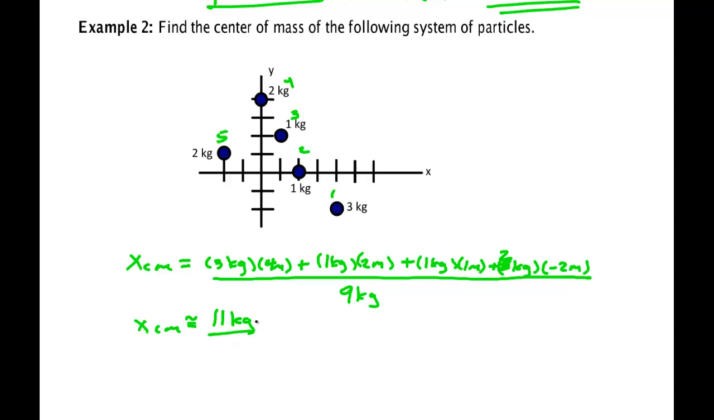11 kilogram meters over 9 kilograms. That's 1 and 2 ninths. 2 ninths is 0.222. So that's the X coordinate. So that's like saying that what I need to do to balance this is somewhere along here. If I could draw a line, not a good line, but somewhere along that area. Now we need to find the Y.